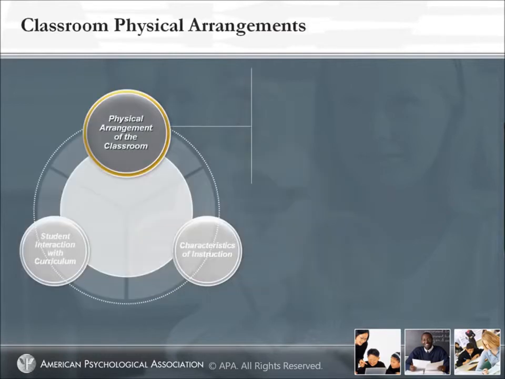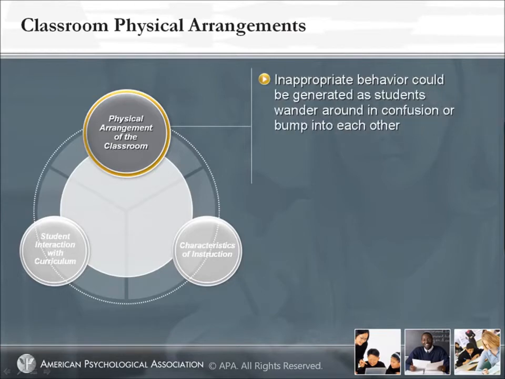Classroom physical arrangements. Imagine a classroom where it is difficult for students and teachers to find assignments. Desks and tables are haphazardly arrayed, and traffic does not flow smoothly. It is easy to see how inappropriate behavior could be generated as students wander around in confusion or bump into each other. Mr. Jones, for instance, agreed with the principal that the problems were worse in the part of the classroom that was furthest from his desk. Simply restructuring the room can be very beneficial.